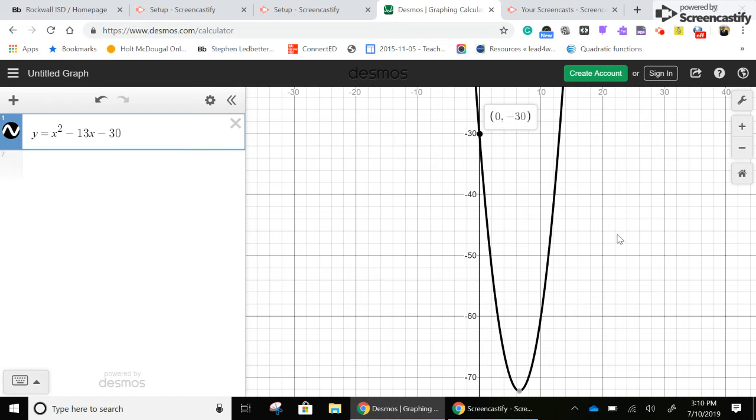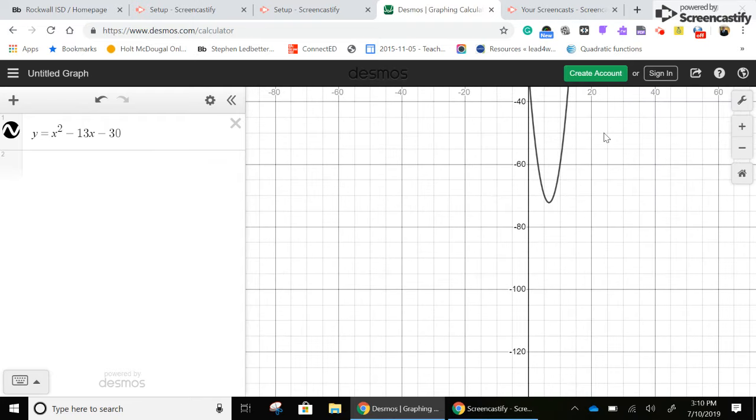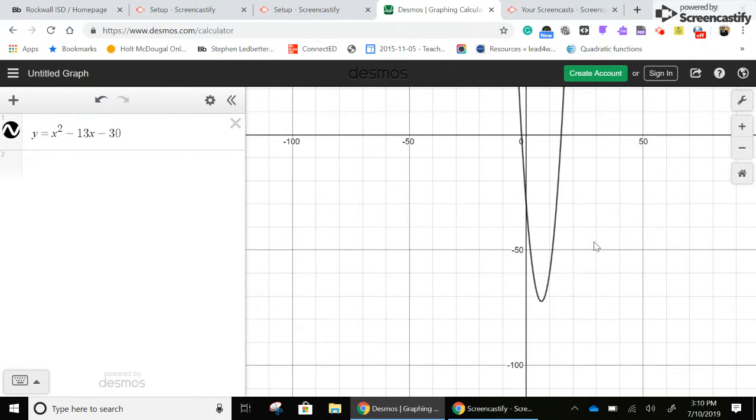What is the vertex for this problem? The vertex should be the very tip of where it comes back, goes down, and goes around here. So this right here is our vertex. And if you look, it's labeled at 6.5 and negative 72.25. So that's our vertex.